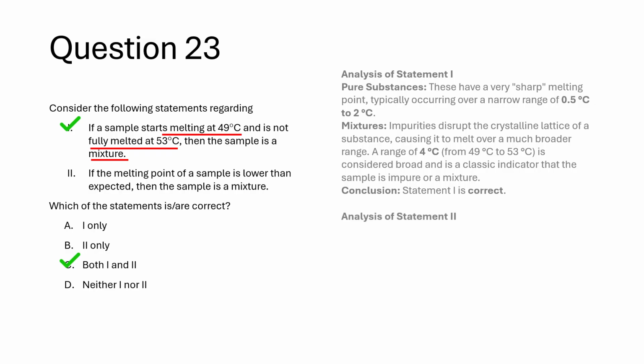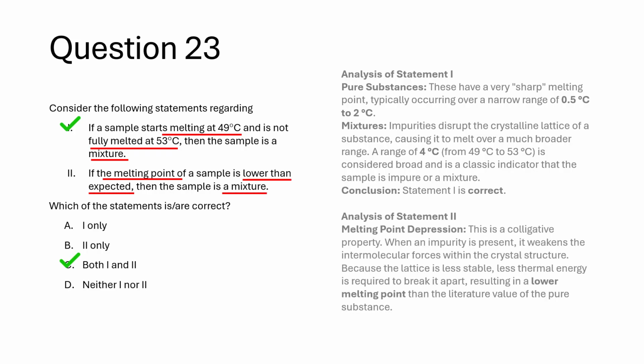Analysis of Statement 2. If the melting point of a sample is lower than expected, then the sample is a mixture. Melting point depression is a colligative property. When an impurity is present, it weakens the intermolecular forces within the crystal structure. Because the lattice is less stable, less thermal energy is required to break it apart, resulting in a lower melting point than the literature value of the pure substance. Conclusion: Statement 2 is correct.